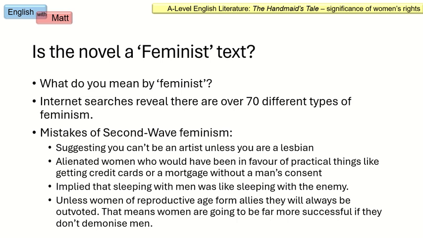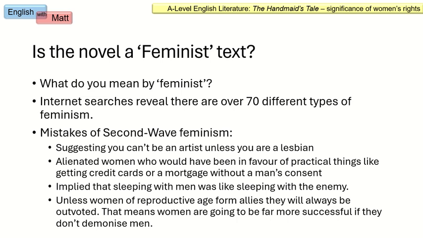But there were maybe some mistakes of second wave feminism in the 60s and early 70s. For example, there was the claim made at the time that you can't be an artist unless you are a lesbian. The movement could have also alienated a lot of women who would have been in favour of more practical things, such as getting a mortgage or credit card without a man's consent, by saying things like this. Some feminists at the time argued that sleeping with men was like sleeping with the enemy. And of course, that annoyed people, or women, who actually quite liked sleeping with men and found it fun. So that kind of sentiment alienated people as well.